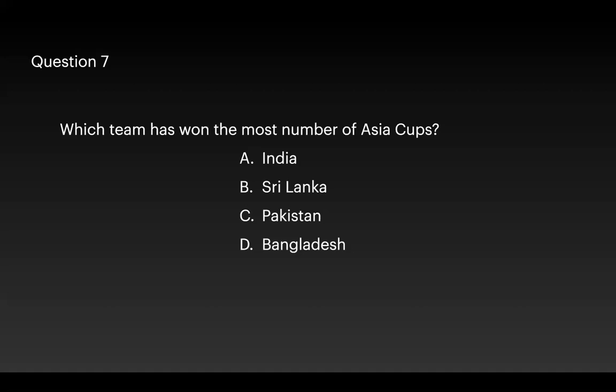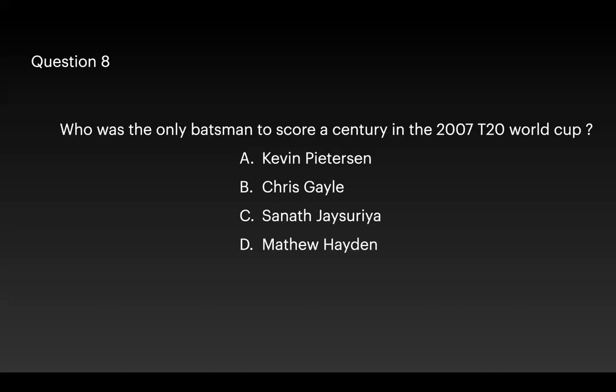Question number eight. Direct question to strikers. Here goes. Who was the only batsman to score a century in the 2007 T20 World Cup, which India won? Hayden, D, confirm. That's a wrong answer. Question passes to Aztecs. Is B, Chris Gayle. Confirm. That is the right answer. It is Chris Gayle. First game of the 2007 T20 World Cup. That was the only 100 in that tournament. Two runs to Aztecs.